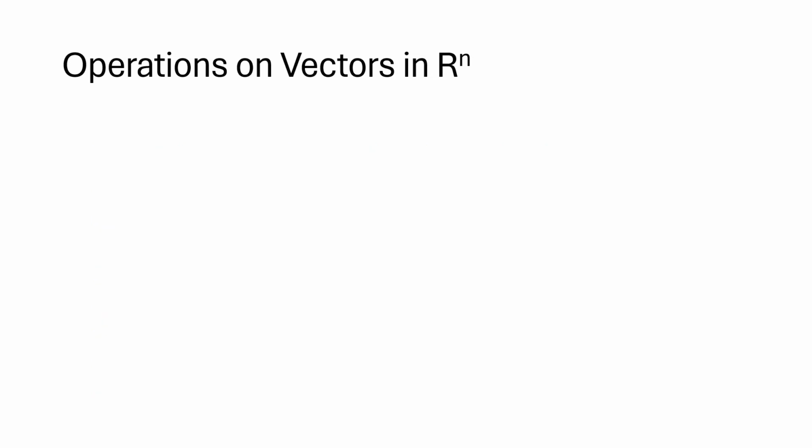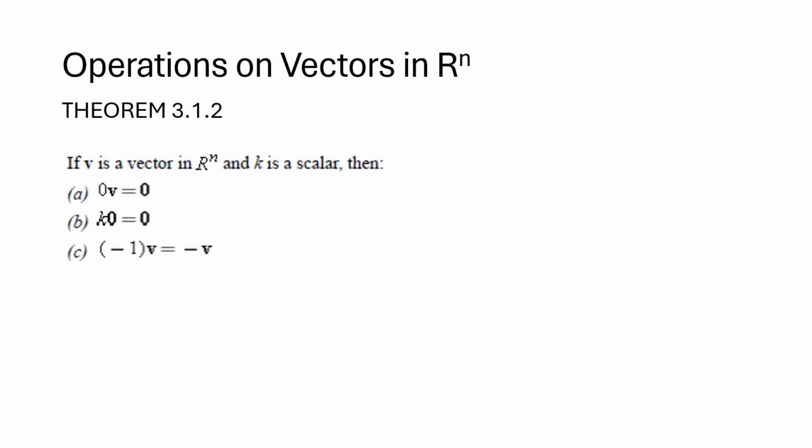We have the following additional properties of vectors in R^n, which can be deduced easily by expressing the vectors in terms of components. Here is Theorem 3.1.2. If v is a vector in R^n and k is a scalar, then 0 times v is equal to 0, k times 0 is equal to 0, and negative 1 times v is equal to negative v.